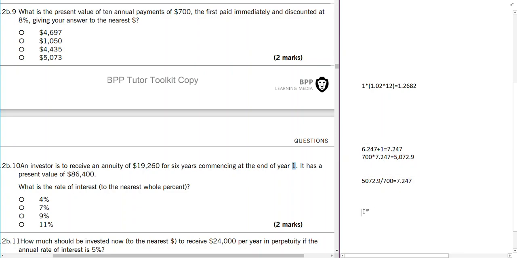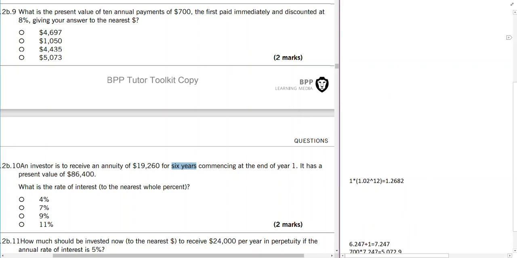So in this question, if the total value is 86,400 and I divide by 19,260, it will give me that factor, because this would be multiplied by something to give us this total value. So if I take total value divided by this annual cash flow, it will give me that annuity factor. And this is for 6 years. It starts at end of year 1, so if it is for 6 years, it ends at exact 6 years.